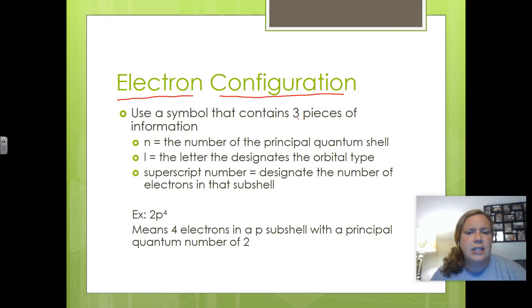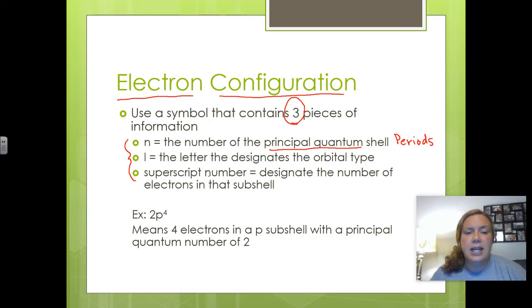We use a symbol that contains 3 pieces of information. This is really important, and you probably want to write this part down. So n is the number of the principal quantum shell. This actually is very similar to the periods on our periodic table. It's not perfect, but it lines up pretty well with the periods on the periodic table.